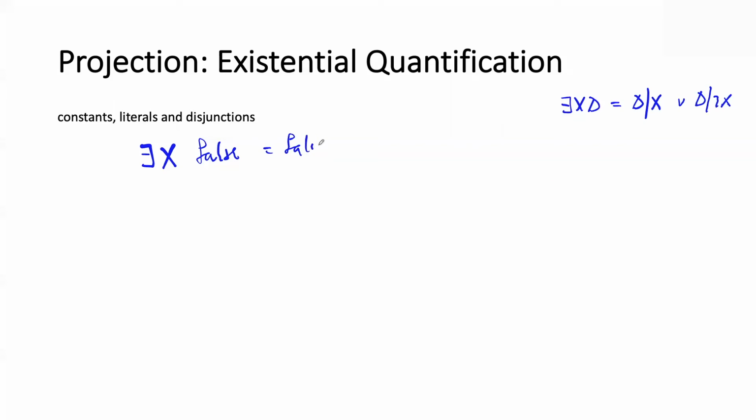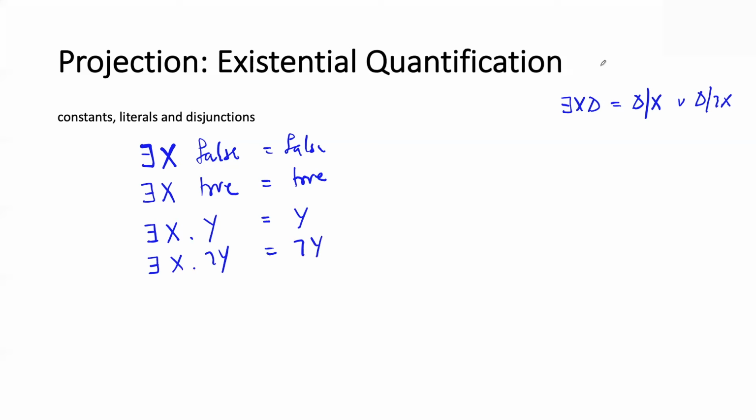So don't touch this. If you're existentially quantifying the variable from true, you're going to get true again. If you existentially quantify X from some other literal Y, positive Y, and apply this definition, you're going to get Y back. If you do this for not Y, you're going to get not Y back.